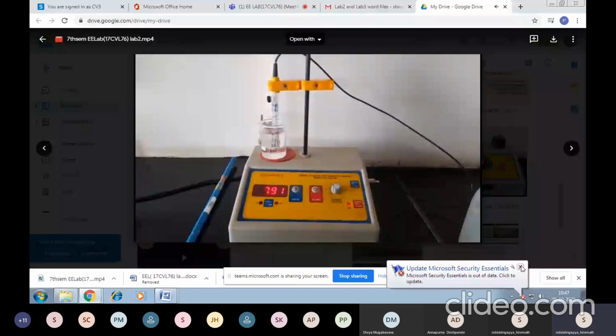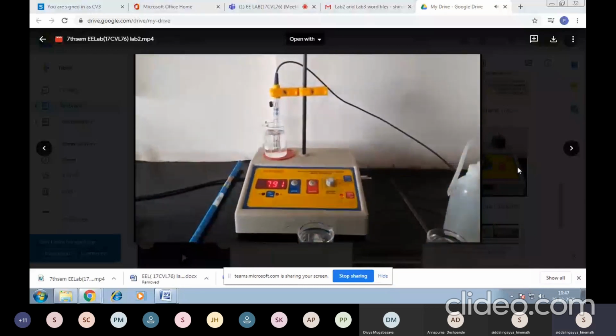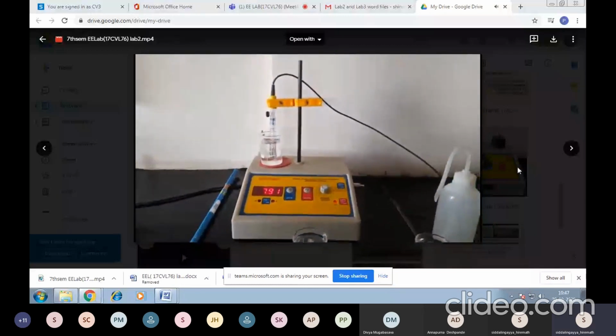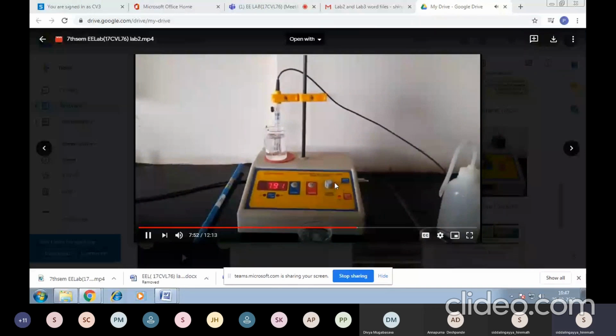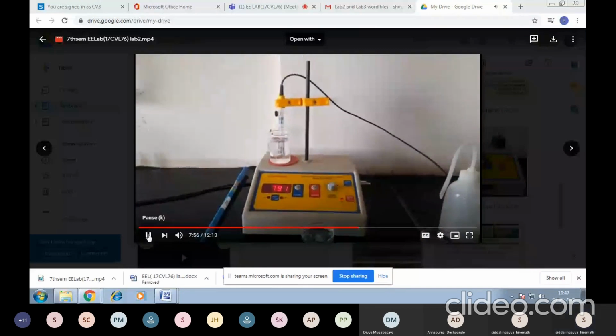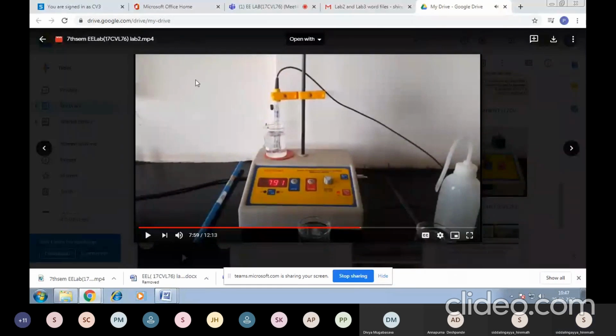Come to the calibration procedure. The instrument is supplied in the calibrated condition. However, periodic checks are recommended. At the first stage, electrode has to be conditioned as mentioned before here.